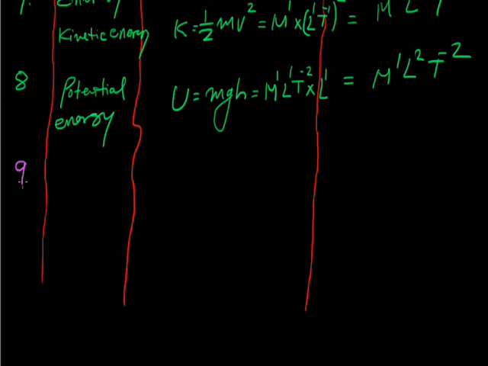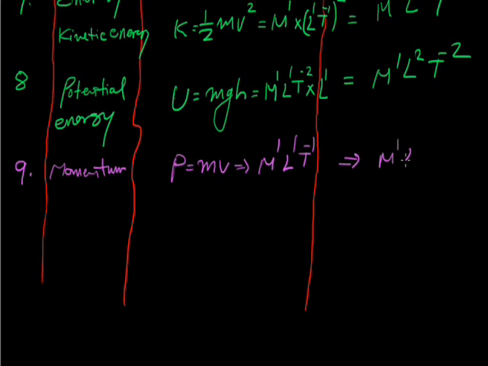The ninth is momentum. Momentum P is equal to mv. We know that M is 1 and v is L1 T minus 1 as earlier. So the dimensional formula will be equal to M1 L1 T minus 1.